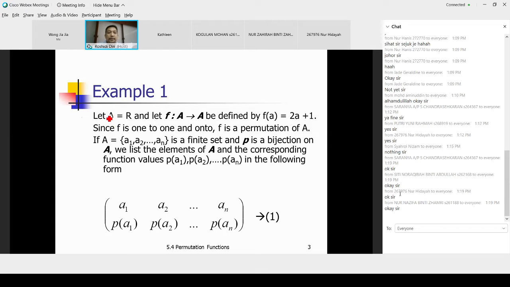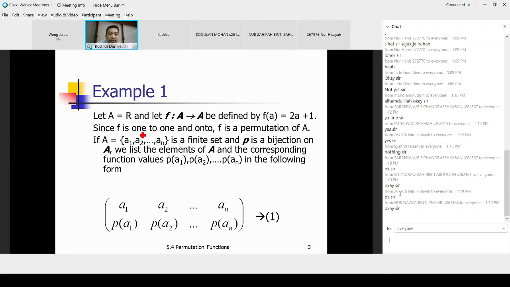For example, once we have A equal to R, let F map A to A. It means we have a function of A mapping to itself, where we define, for example, F(a) = 2a + 1. Since F is one-to-one and onto, F is a permutation function.